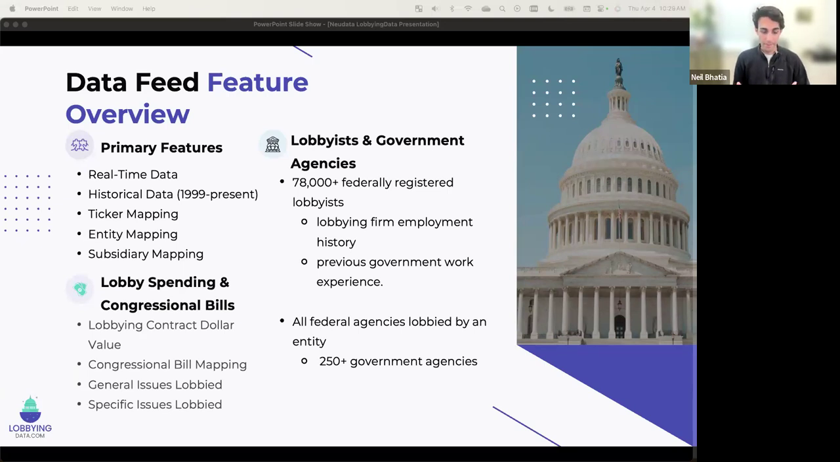That's why we have a lot of clients across every single type of hedge fund, including sovereign wealth funds, that are using this and are very interested in using this for the combination of the bills to the actual ROI from the bills that are being lobbied for.